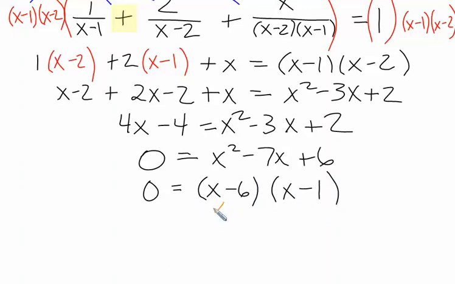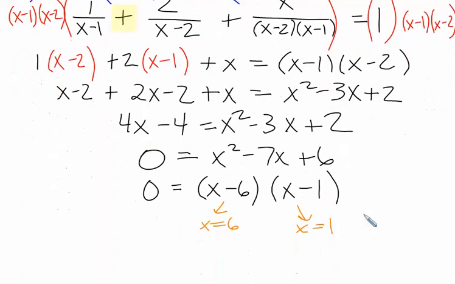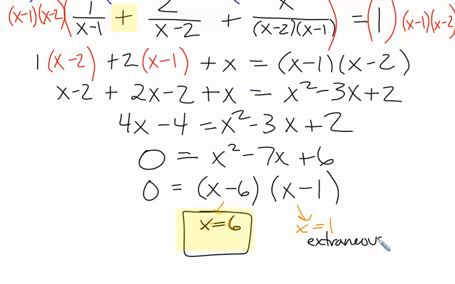Set each factor equal to 0 to solve, we get x equals 6, we get x equals 1, but before we identify a final answer, we have to check to be sure they work. So back in the original problem, we can't plug in x equals 1. That's a problem spot. But x equals 6 doesn't cause any issues. So x equals 6 would be our solution. Make sure that you highlight it, identify it, circle it, make it clear. And x equals 1 is extraneous. It's one of those extra solutions that doesn't actually work.